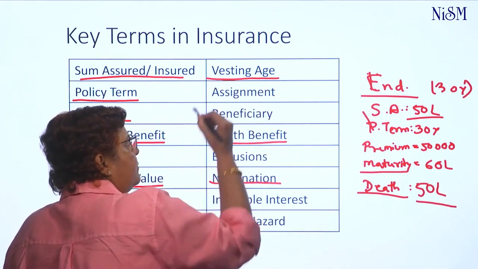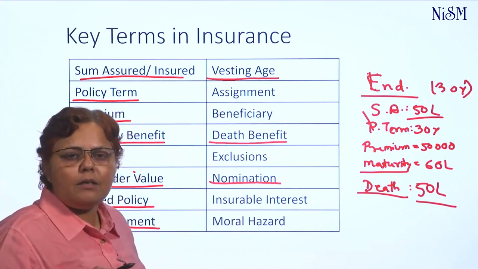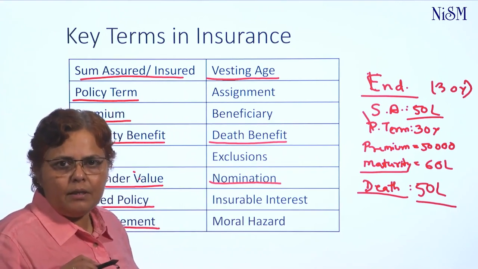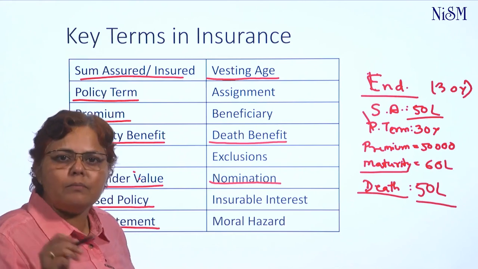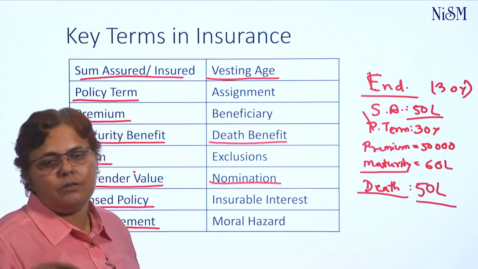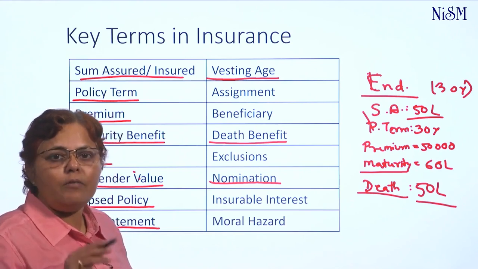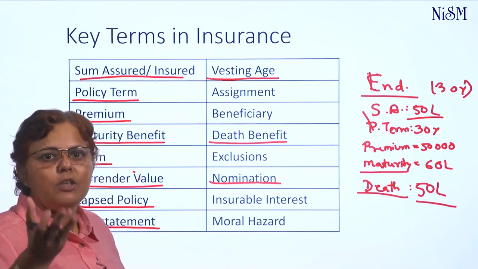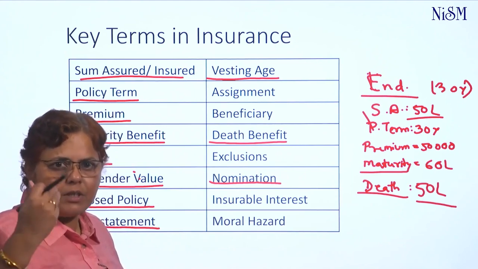Vesting age. If one person has taken a whole life policy, that at the age of 60 or something, he will start getting the pension. This is called vesting age, at which he will start reaping the benefits. He will start getting the money back.